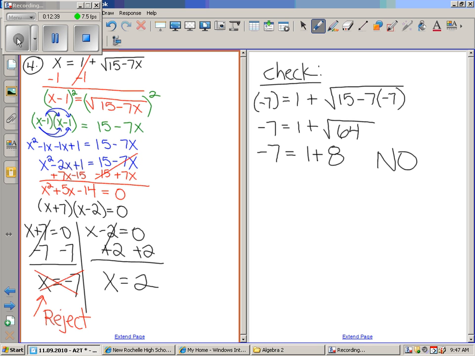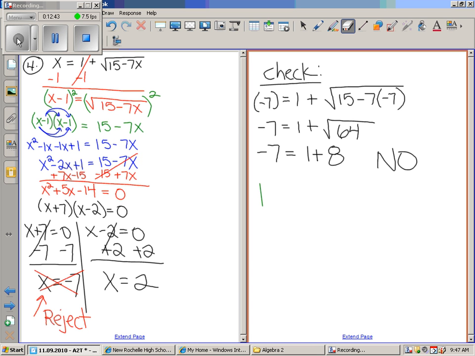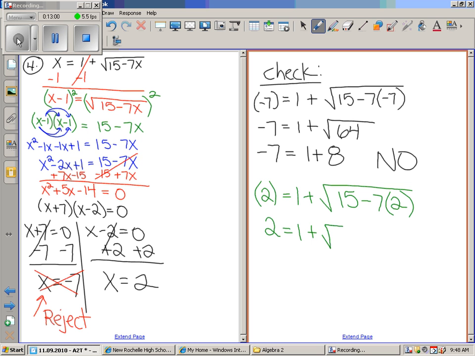Okay. So we have to check the other answer, and that's 2. So we're going to plug 2 in. 2 equals 1 plus square root of 15 minus 7 times 2. Let's just make sure it works. 2 equals 1 plus the square root of 15 minus 14 is 1. Does 2 equal 1 plus 1? Yeah. Yes. That's awesome. There is an answer to this problem, and it is just 2.